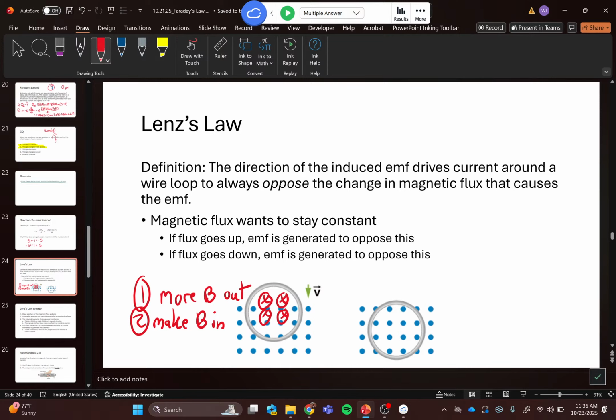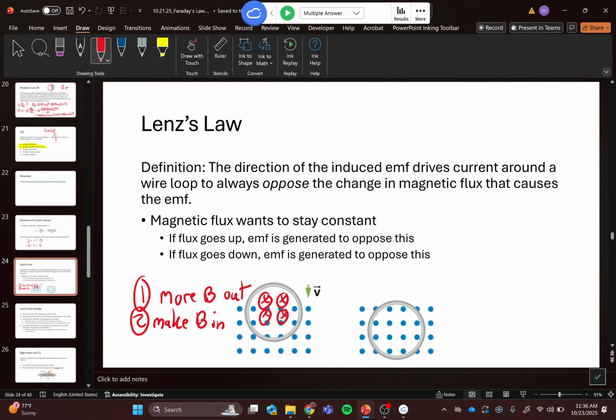It does matter. So remember right-hand rule 2.5. Put your thumb in the direction of the field, and your fingers will give you the current that makes that field for a loop of wire. This is the shortcut for a loop of wire. It only works for a loop.